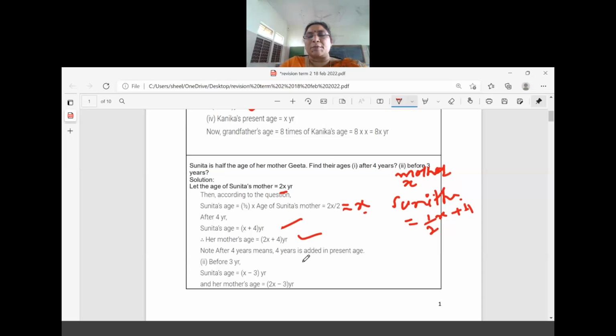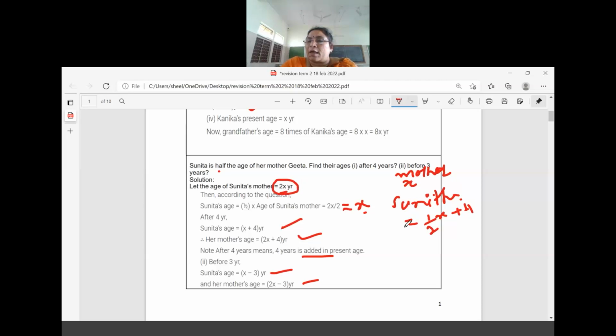After 4 years means 4 years will be added. We have to add 4 years in both cases, Sunita's mother's age as well as Sunita's age. Now, what should we do for before 3 years? Naturally, after the years we are adding, so before we have to do the subtraction. So Sunita's age will be x minus 3 and the mother's age is 2x minus 3 also.